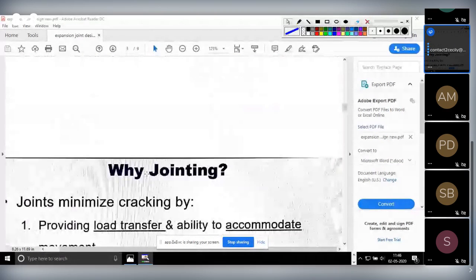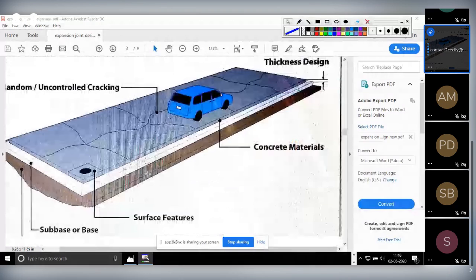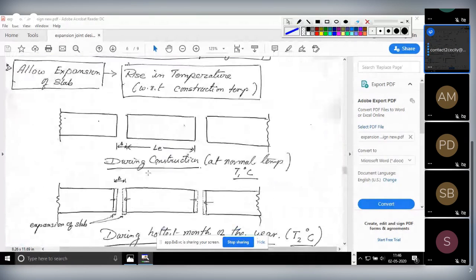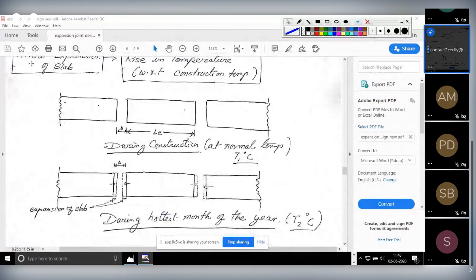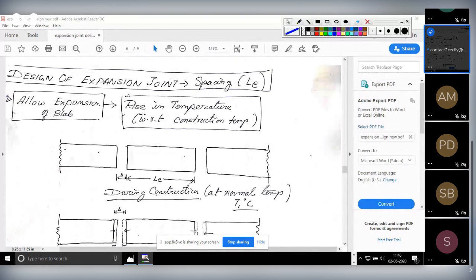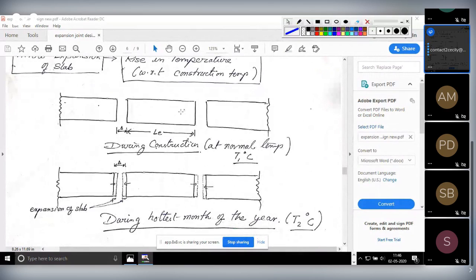Now what is the main point? As per the IRC, it is given: allow the expansion of the slab due to rise in temperature. As we see from the diagram, during construction it will look like this, but during the hottest month it will expand. But still there must be some gap even after expansion. This joint should not be fully covered by the slab. Even after expansion from both directions, there must be some gap within these joints.